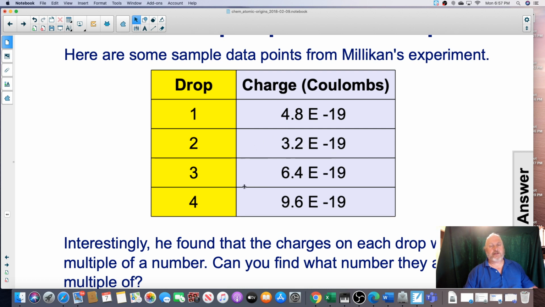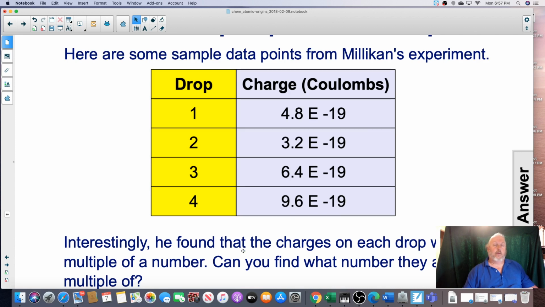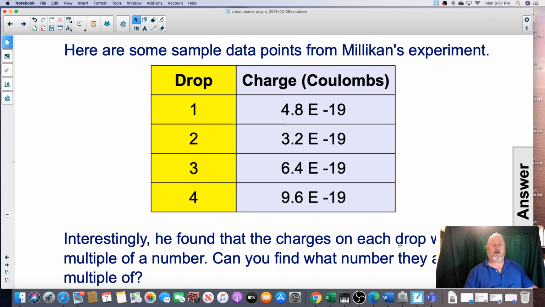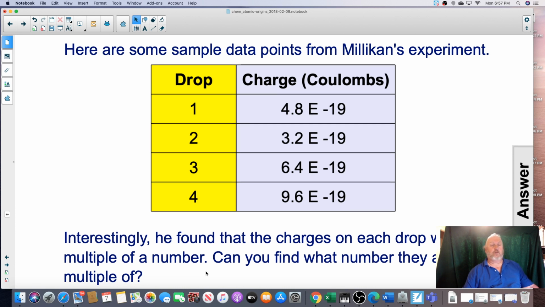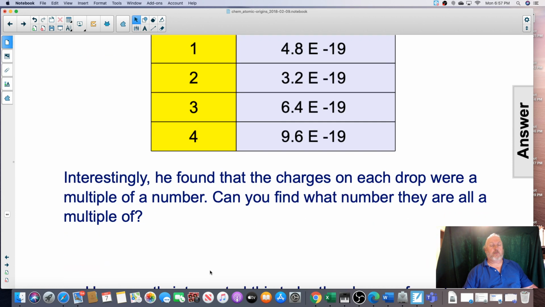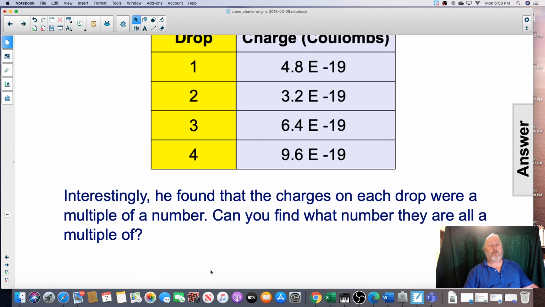Notice what we can see here. 3 drops had 6.4 times 10 to the minus 19th coulombs, and drop 4 had 9.6 times 10 to the minus 19th coulombs. Now, what he noticed is that the charges on each drop were a multiple of a number. What do you think the number is? What do you think the multiple is? What was the number they're all a multiple of?